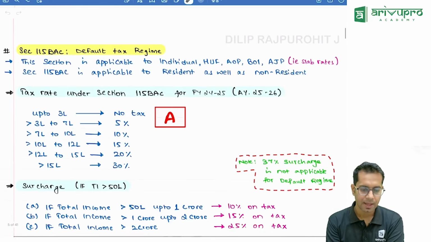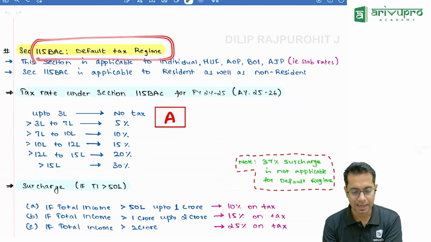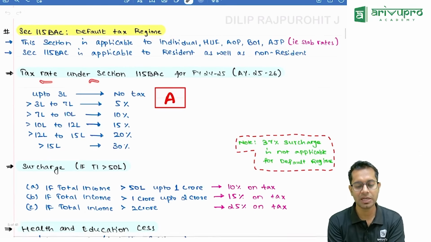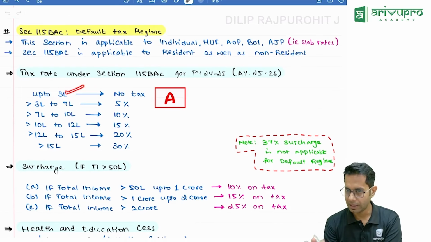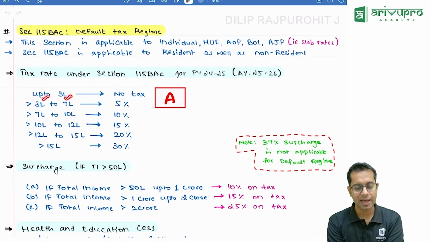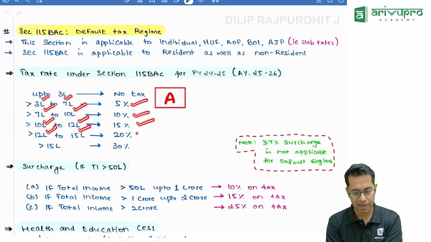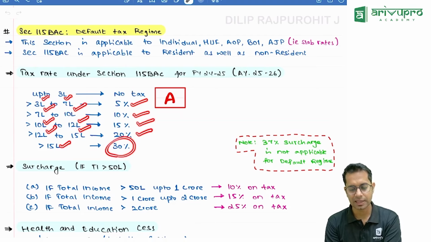Then under 115BAC, there is a change in the tax rate applicable for them. Up to 3 lakhs, they don't have to pay any taxes. From 3 lakhs to 7 lakhs, 5%. 7 lakhs to 10 lakhs, 10%. 10 lakhs to 12 lakhs, 15%. 12 lakhs to 15 lakhs, 20%. And more than 15 lakhs, 30%.